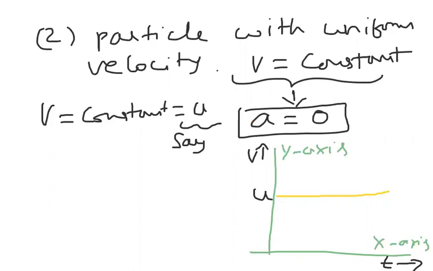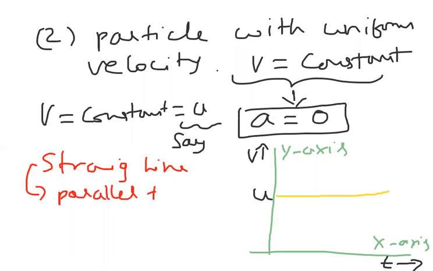From here, what conclusion did we get? We got a straight line graph. How is it passing? It is parallel to the x-axis. The straight line we observe is parallel to the x-axis.